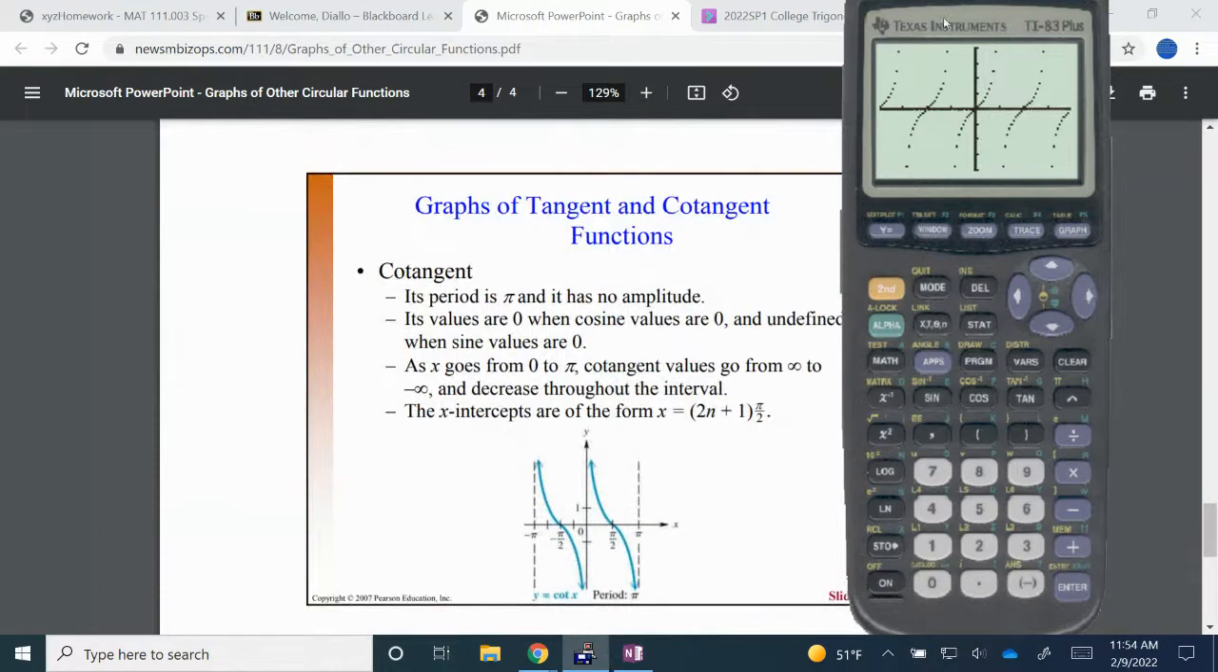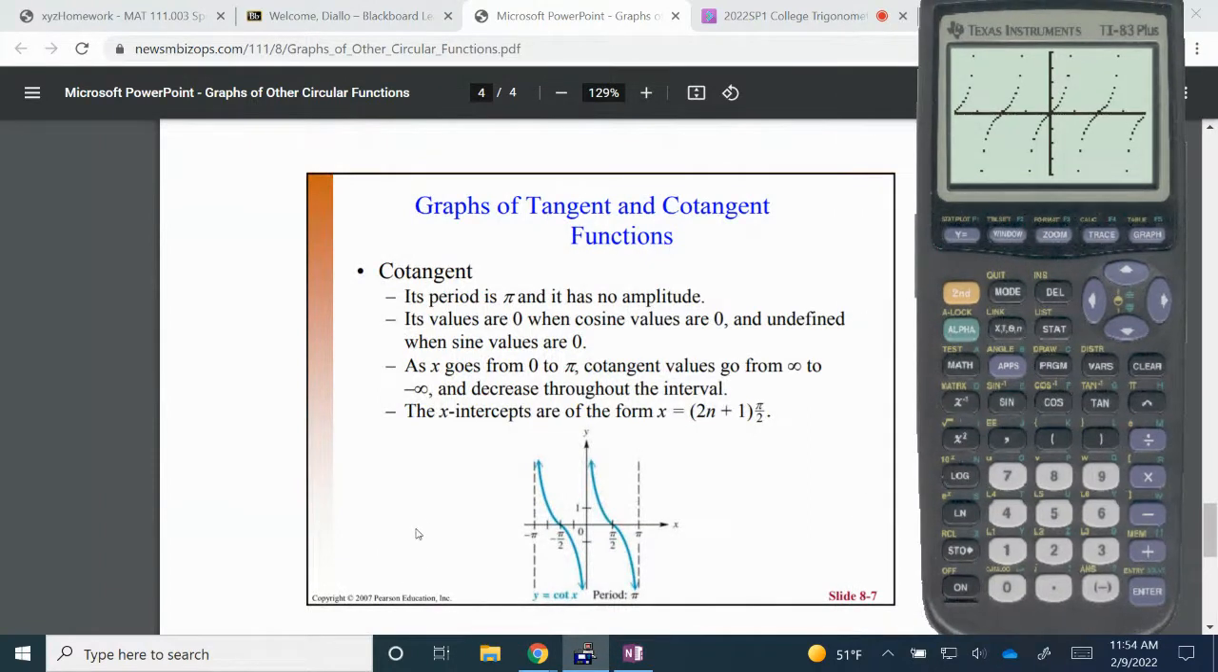Now we'll take a look at the cotangent function. Okay, and if we read the cotangent function from left to right, notice that the graph descends or goes down. Here again, the period is still pi. The values are 0 when the cosine values are 0 and undefined when the sine values are 0.